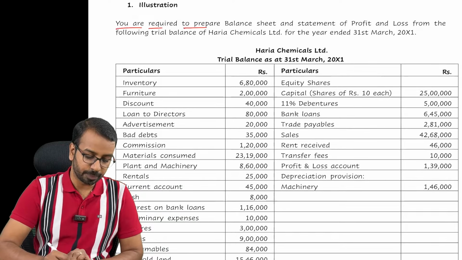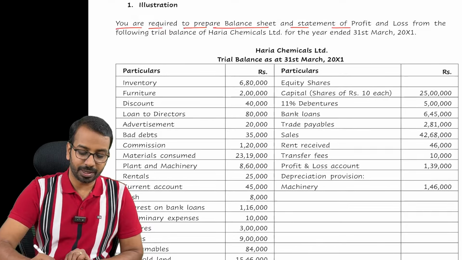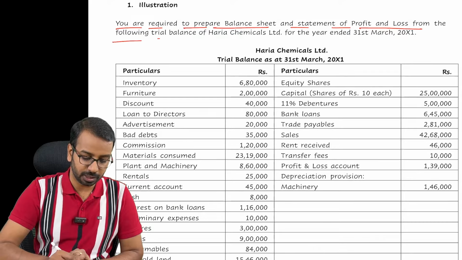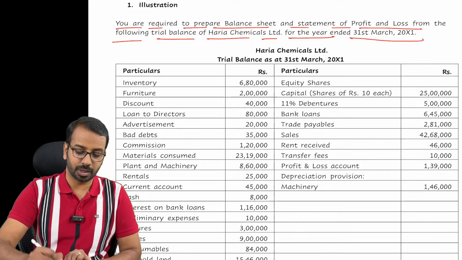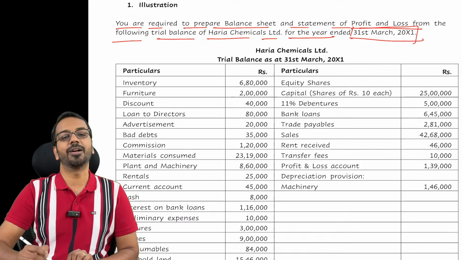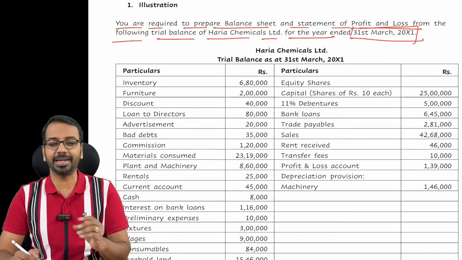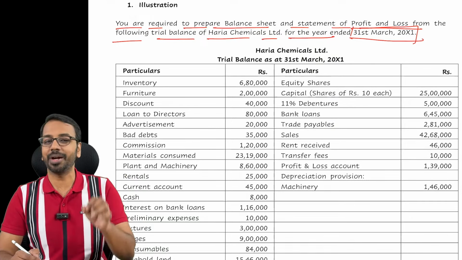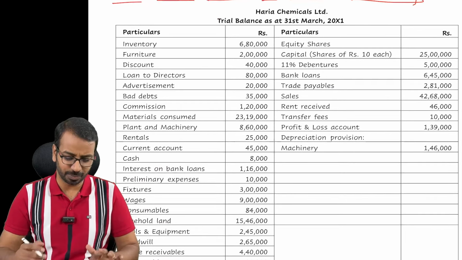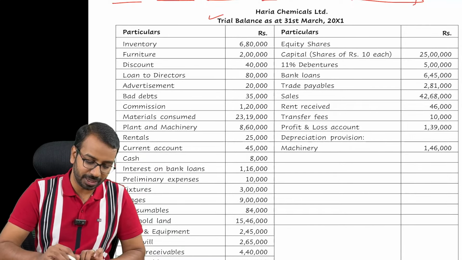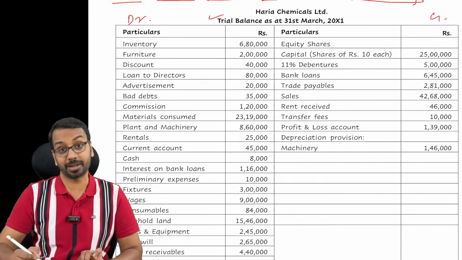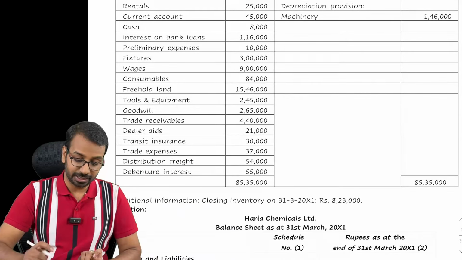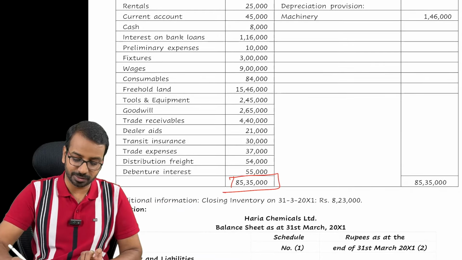You are required to prepare balance sheet and statement of profit and loss from the following trial balance of Haria Chemicals for the year ended 31st March of year 1. So this is the profit and loss account year ending date and the balance sheet to be prepared on that date. That is a simple thing. Now they have given a trial balance. So you have the debit items on this side and you have the credit items on this side, and it is a tallied trial balance.